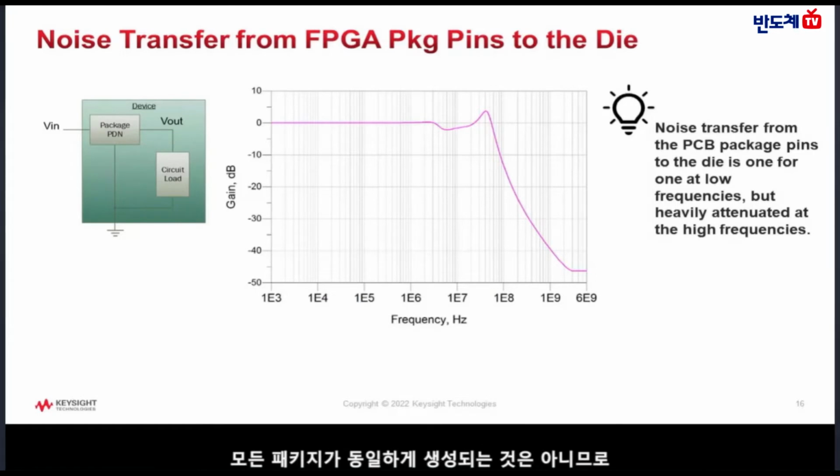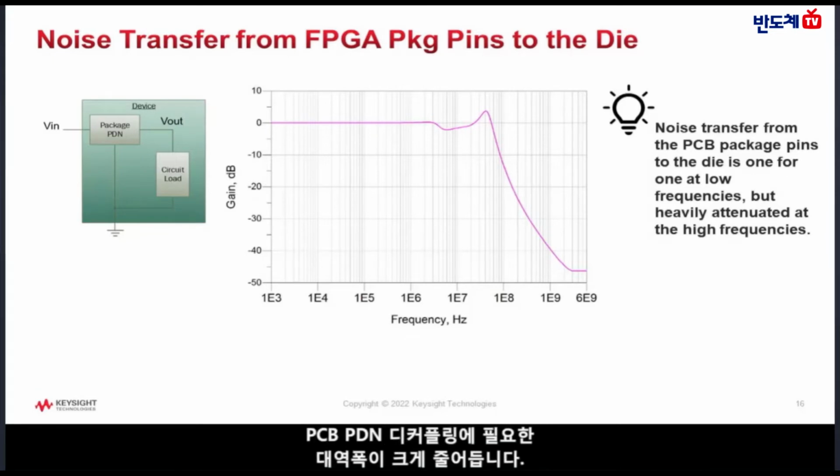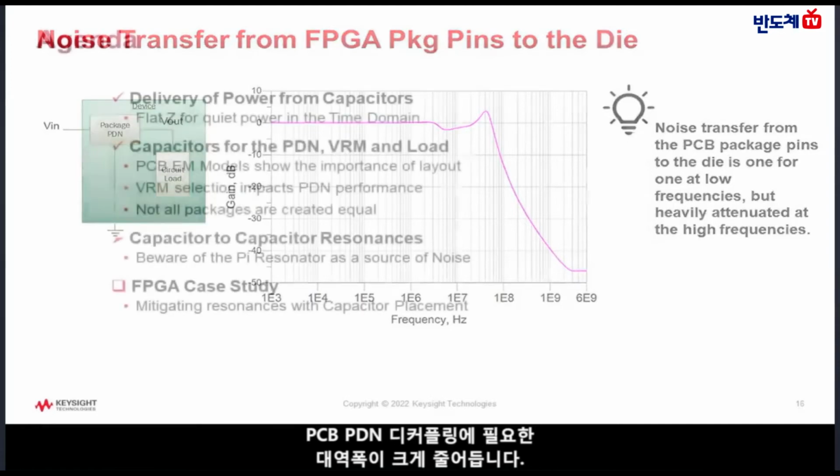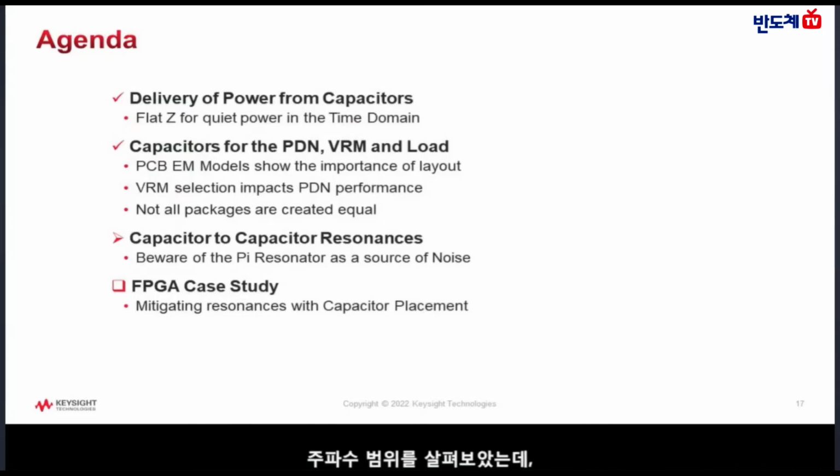Not all packages are created equal, so selecting a high-speed digital device with a good package die PDN design can greatly reduce the bandwidth needed for the PCB PDN decoupling. Now that we have covered the min and max frequency range of the PCB PDN decoupling based on the VRM and the load, we can start to look at placement.